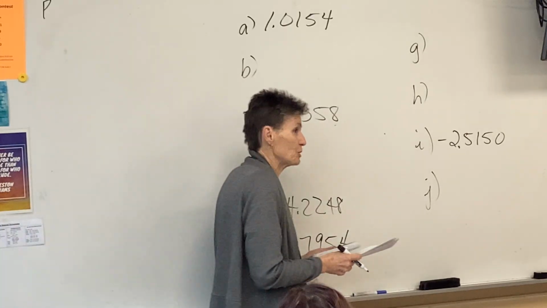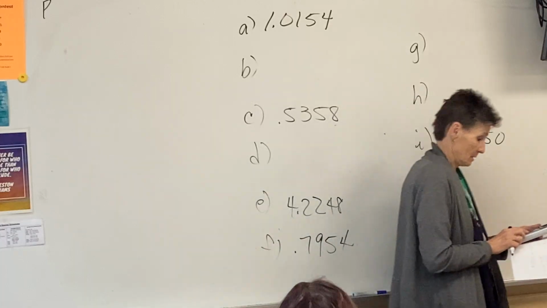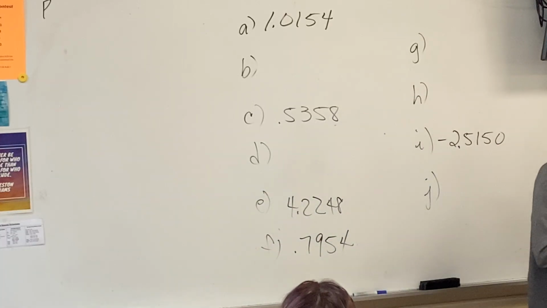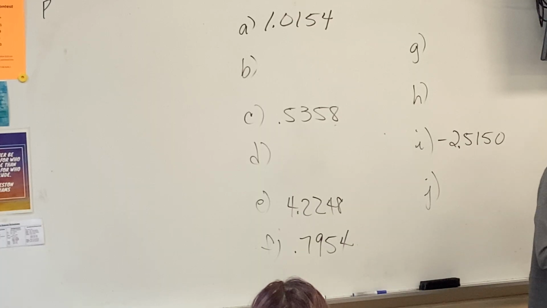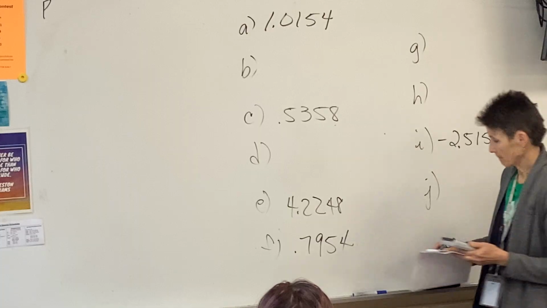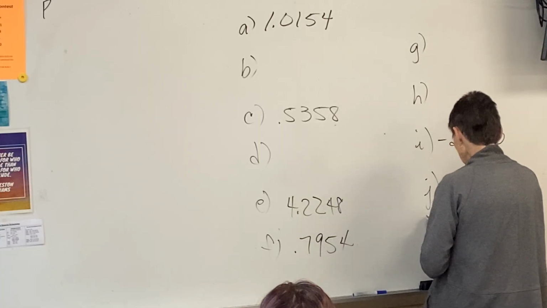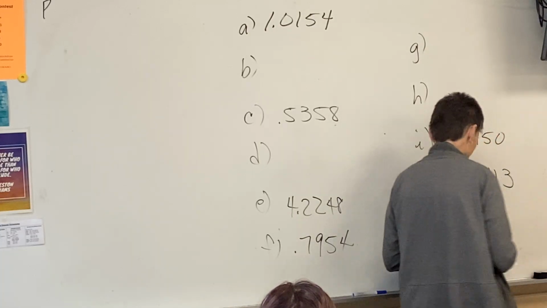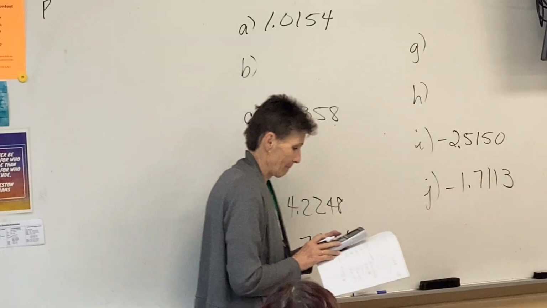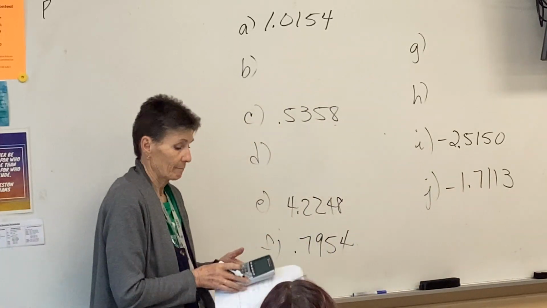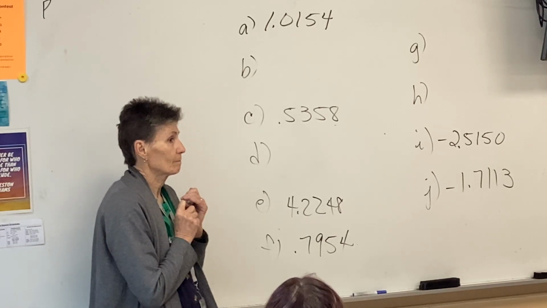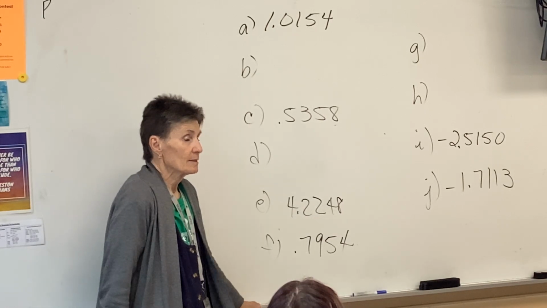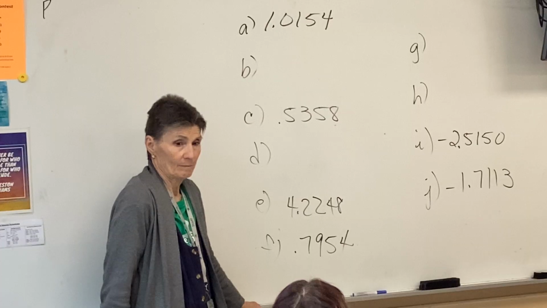And then finally J, that's an easy one. Tangent, 300 degrees, 18. Another negative, negative 1.7113. That look okay to everybody?